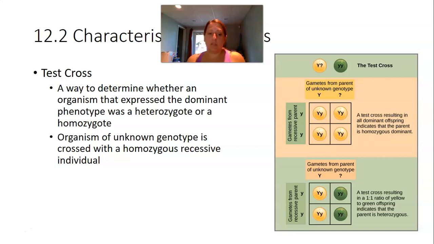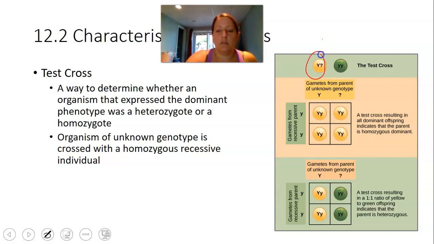Sure, we can. We can do a cross called a test cross. So again, a test cross is going to be a way to determine whether an organism that has the dominant phenotype is a heterozygote or a homozygote. So is that seed big Y, big Y, or is it big Y, little y? How do you do that? You're going to take that unknown organism here, and you're going to cross it with a homozygous recessive organism.